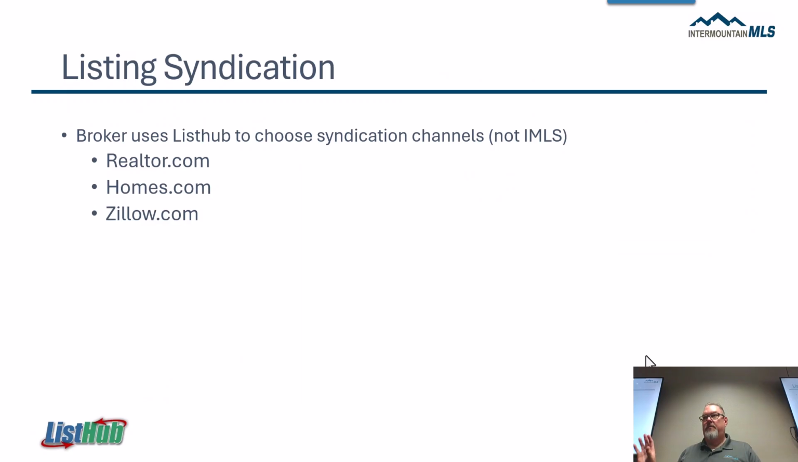The way listing syndication works is the designated broker uses the ListHub tool to choose the syndication channels, the different websites. Most brokerages choose them all. I mean, I don't know why you wouldn't. But that's how the listings get there. And people always ask, can I have a list of the websites? The broker can go to the ListHub and print out a list of those websites. We don't have a list of those.